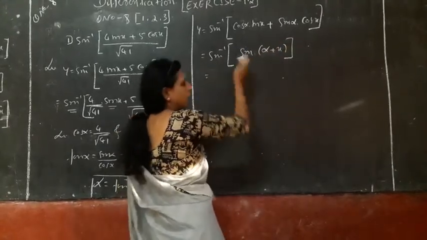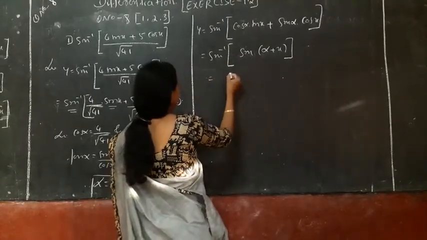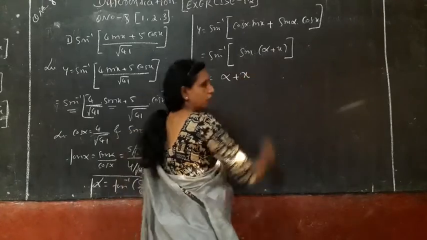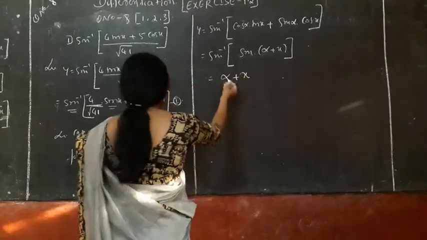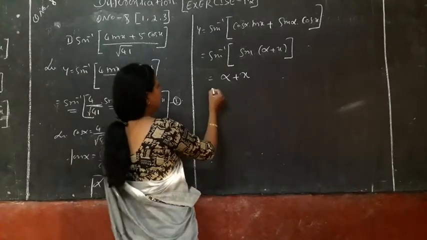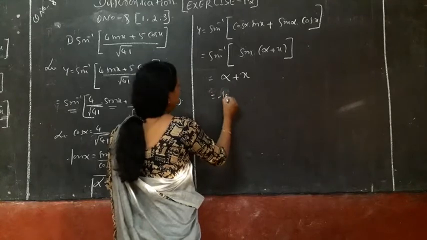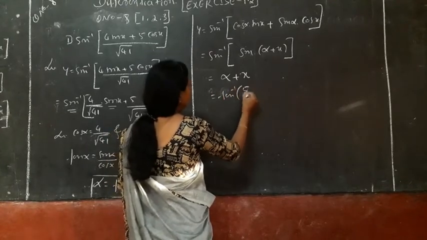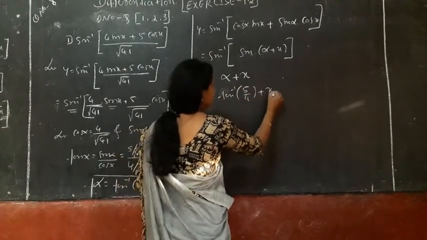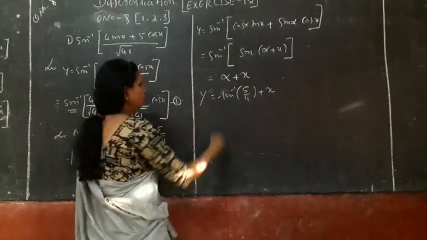Now this is of the form sin inverse of sin of f of x, so we can write it directly as alpha plus x. But what is the value of alpha here? See here, tan inverse of 5 upon 4. Put alpha equal to tan inverse of 5 upon 4 plus x. Thus we get the value of y.